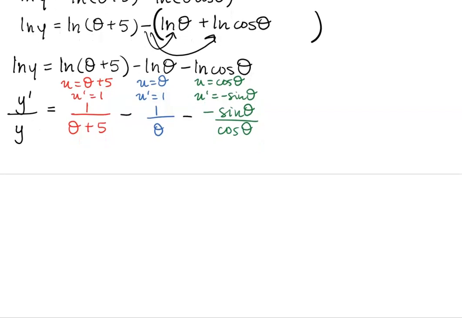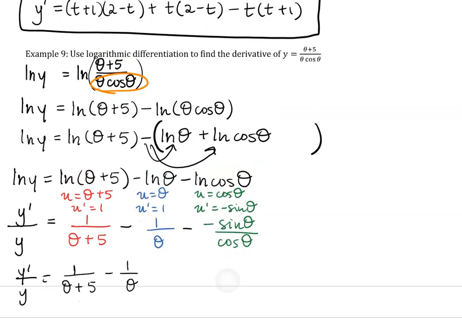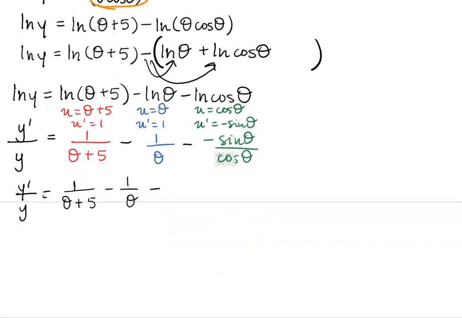Let's just clean this last term up a bit. We have y prime over y is equal to 1 over theta plus 5 minus 1 over theta. That last term, I'm just going to write it as a positive tangent theta. Positive because we have these two negatives coming together to give us a positive, and sine over cosine is tangent. Last thing we have to do is solve for y prime.